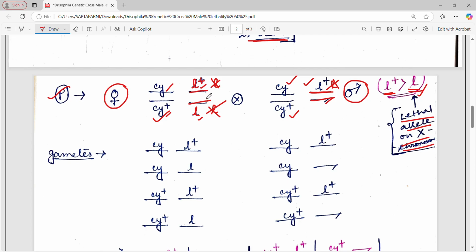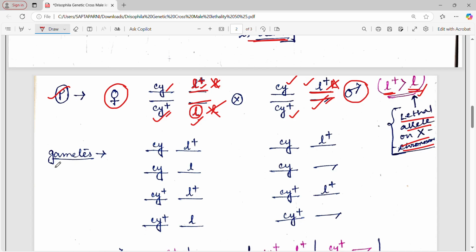Got it? So from gametes, what gametes can we get from here? Before getting the gametes, you must know that whatever male in the F1 generation gets this l allele from mother and this Y chromosome from father, those males will be dead. Because males have only one X chromosome, and if that X chromosome which is derived from the mother is carrying the l allele, that is the lethal allele, then obviously the male will not be viable. It will be dead. And that is how 50% male will be dead here. So let's see the crosses.